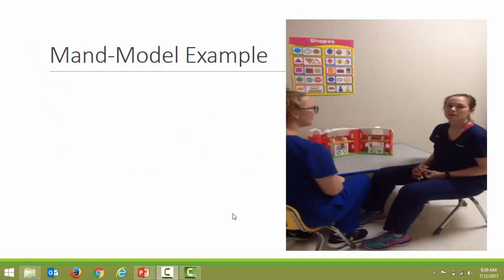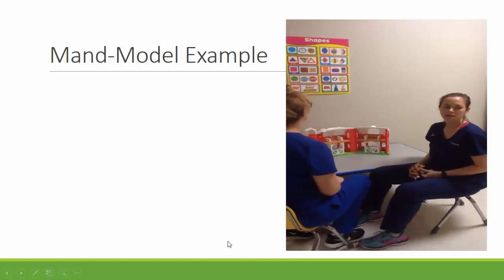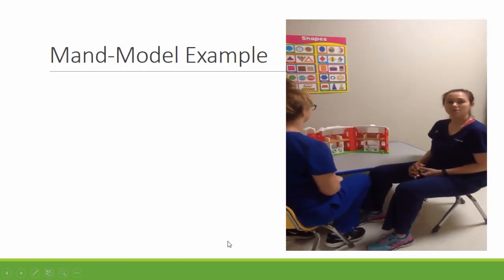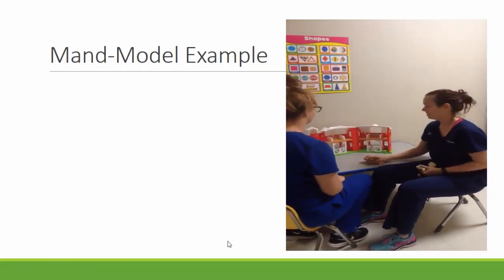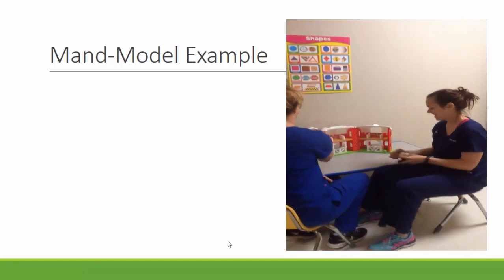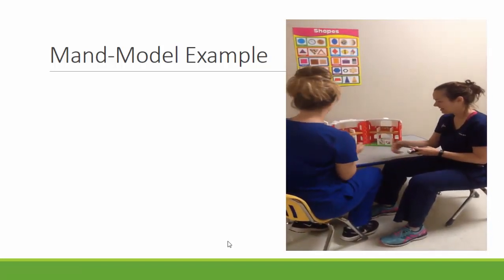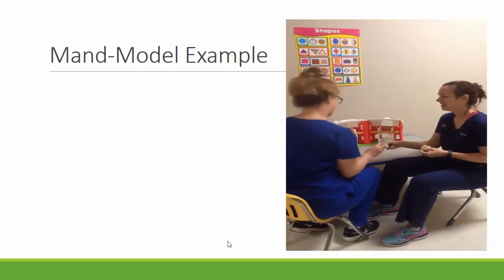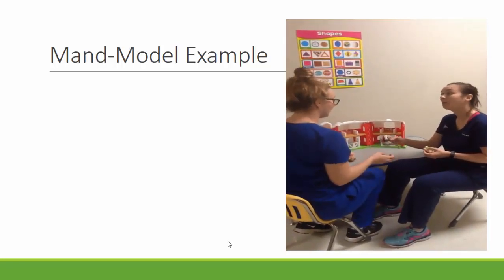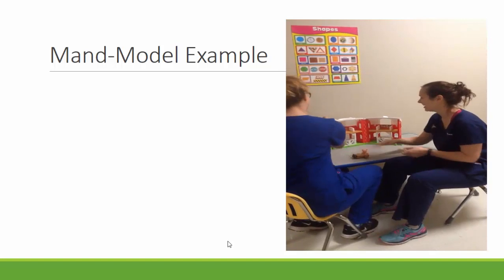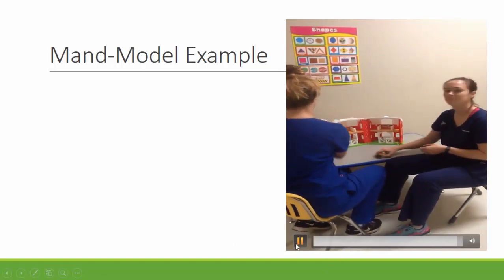So here's an example of the mand model prompt. Horse. Sheep. Pig. Yay! What do you want? Cow. One cow. Great work. Here's goat.